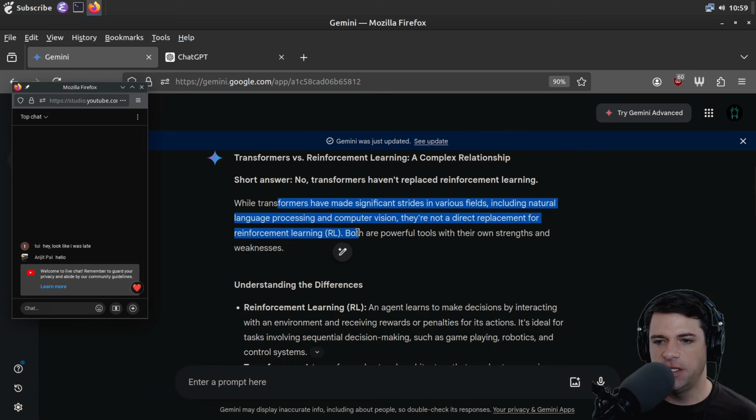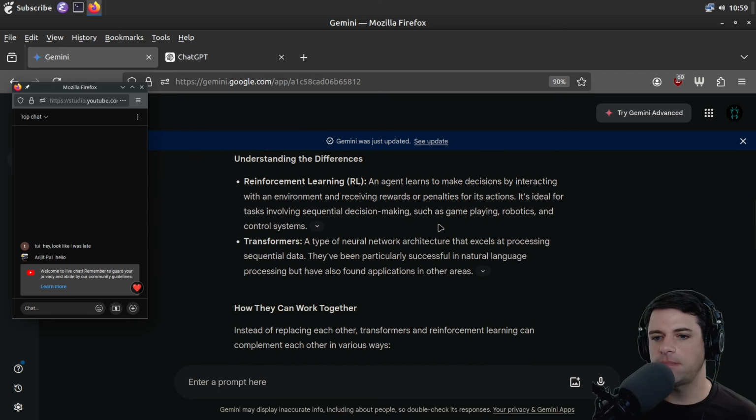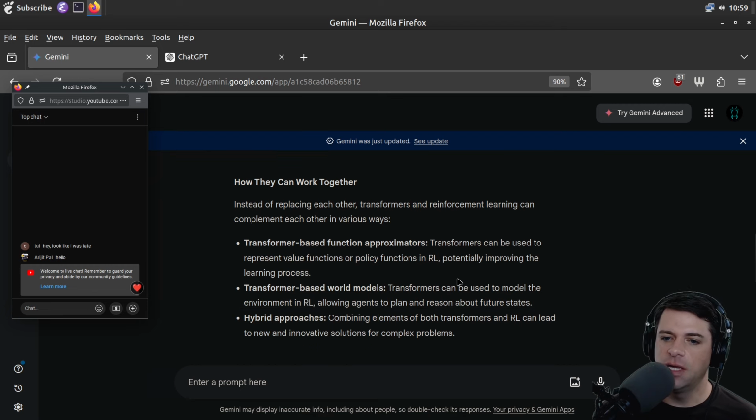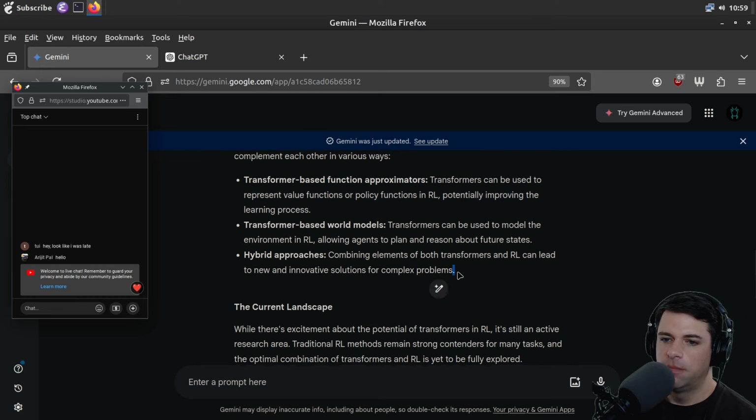While transformers have made significant strides in various fields, including natural language processing, transformers are a type of neural network that excels at processing sequential data. They've been particularly successful in natural language processing, and they can work together by having transformer-based function approximators. Transformers can be used to represent value functions or policy functions in RL. Okay, so if you need to maybe learn the nonlinear value or policy function, potentially improving the learning process.